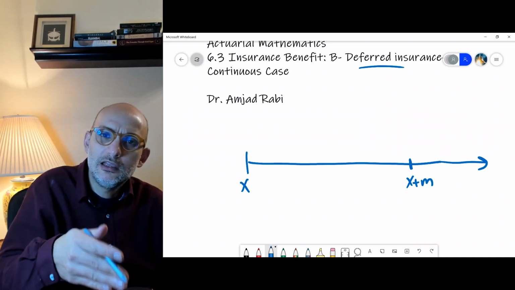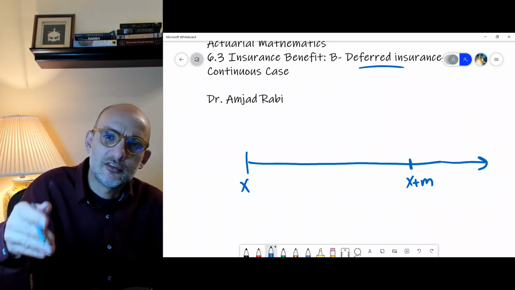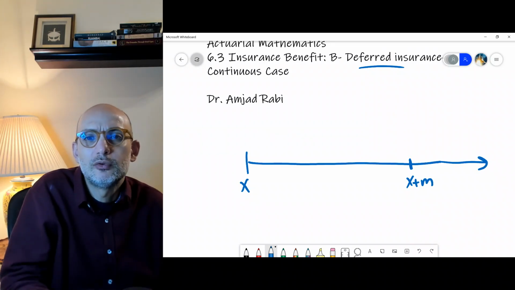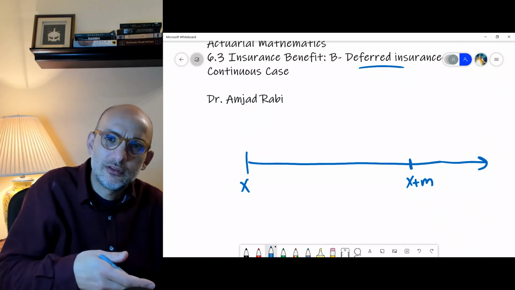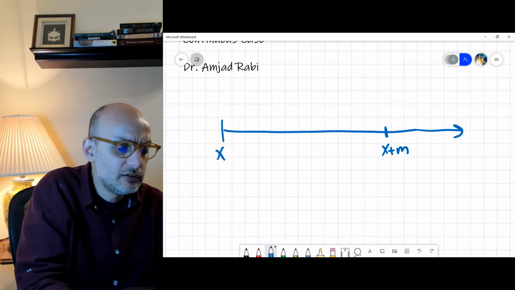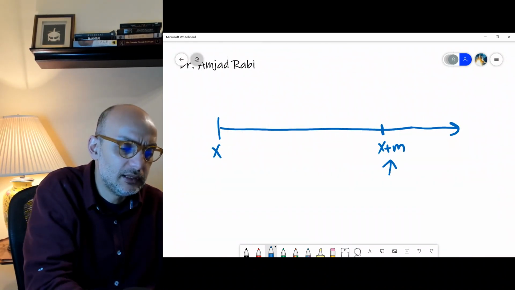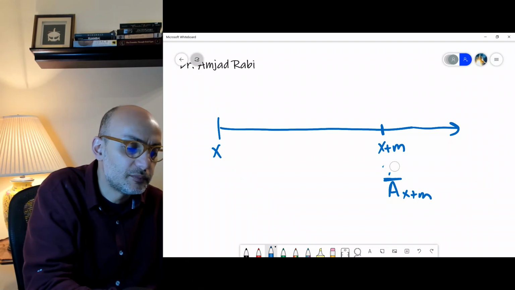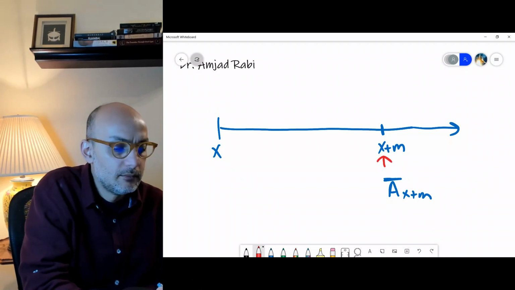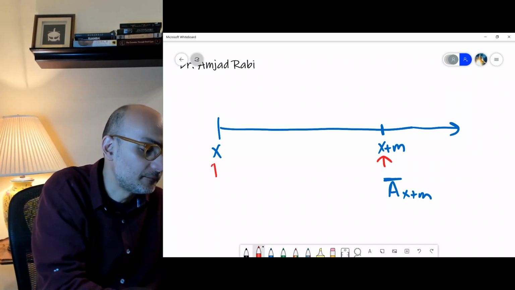So I have insurance that starts 2 years from now, or maybe I want the life insurance once I have children. Basically, I don't want it to start now. I want to defer it to start at a later stage. It's the same logic. At this point here, this is A_{x+m}, life insurance at this point, but we want to evaluate it here.